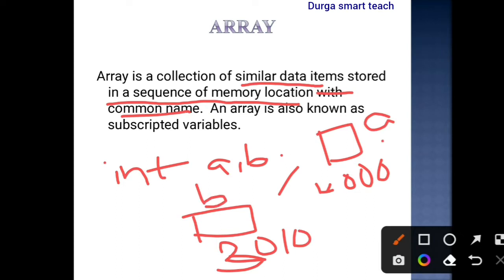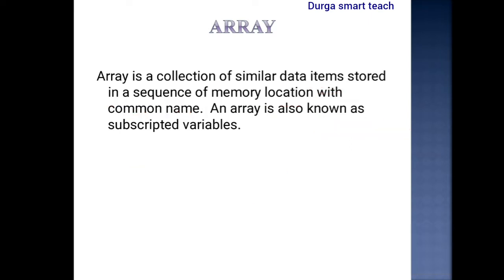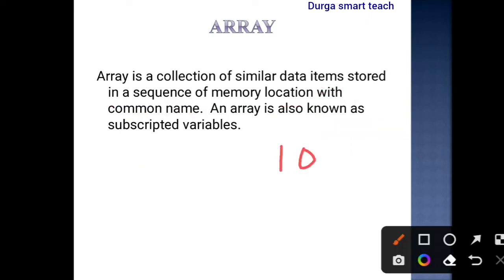So here data is stored in different memory locations, and if you want to store 10 elements, 1 to 10 elements, you need to declare 10 variables A, B, C, D, like that 10 variables. You cannot store 10 values in one variable. That is the drawback of normal variables.